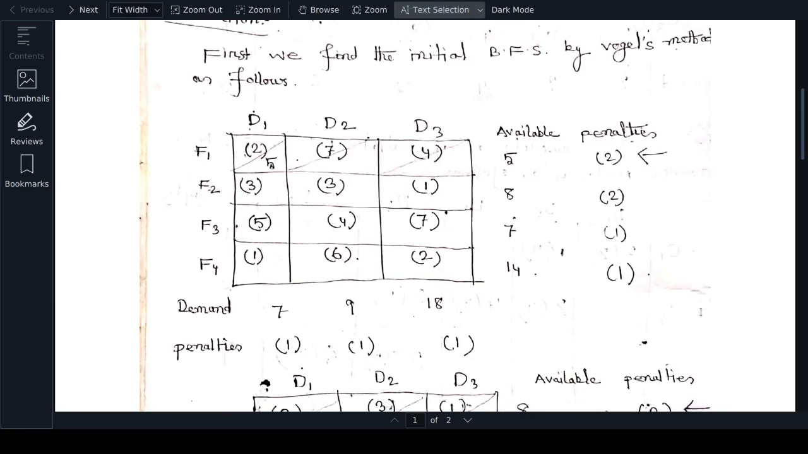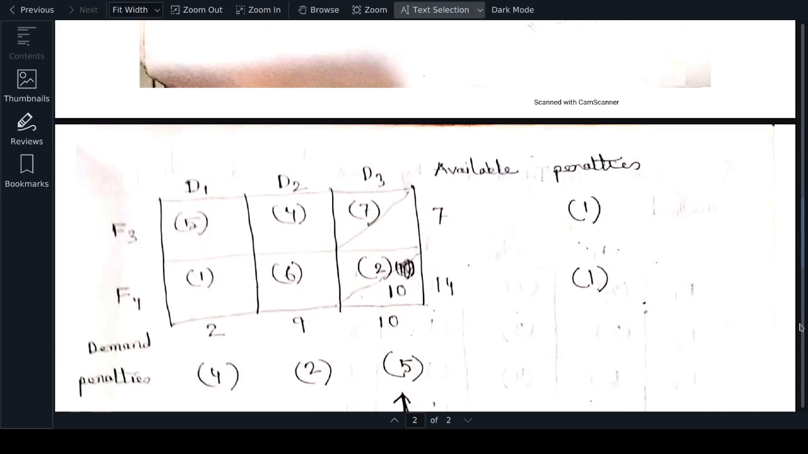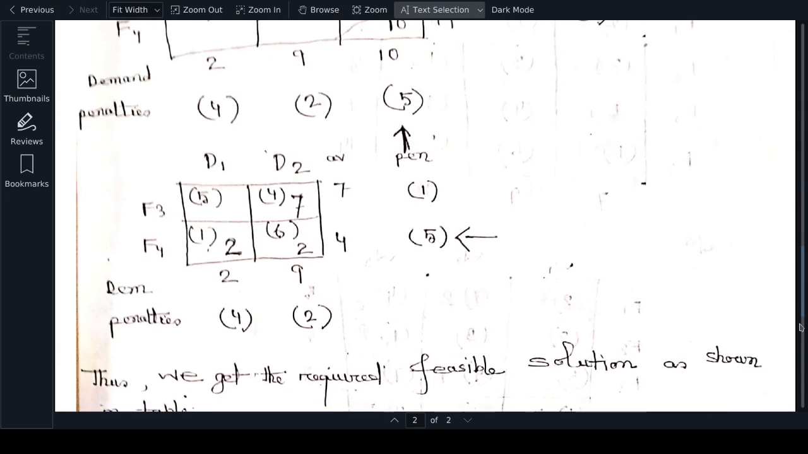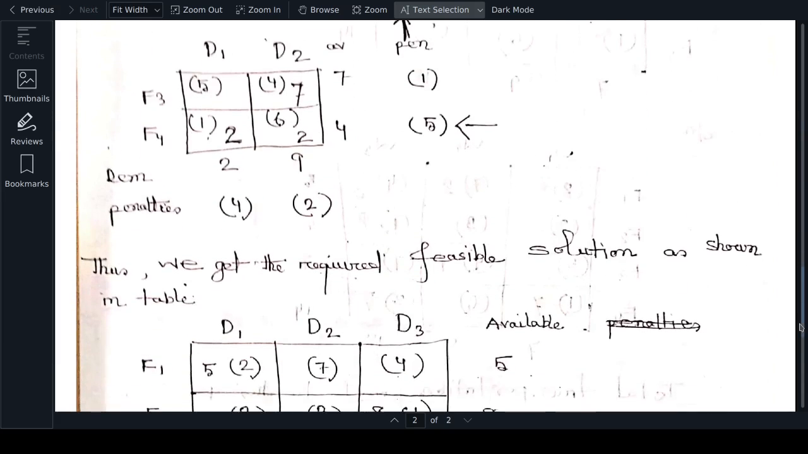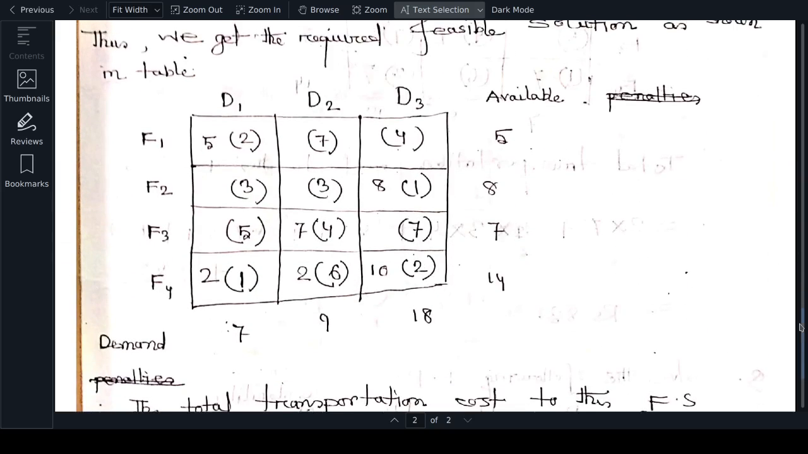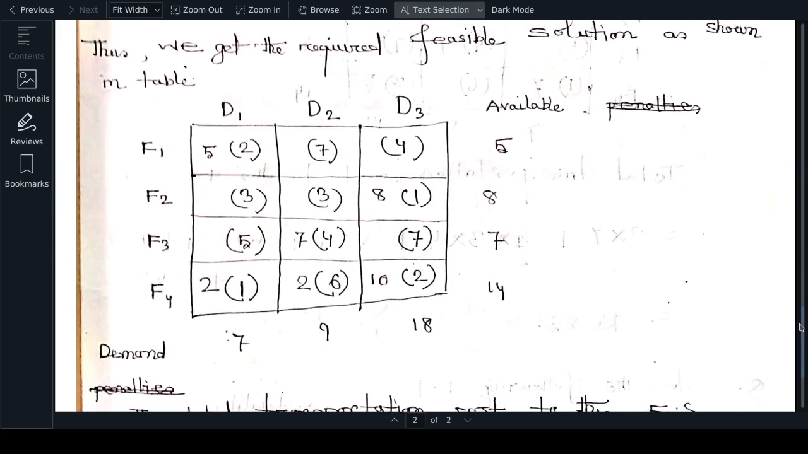Then availability is 7, then 10 already given, so remaining 4. So here 2 and 9, demand is 2, 9. Next, in a similar way you find out the penalties. So penalties will be 5 minus 4 is 1, then 6 minus 1 is 5, and again D1 5 minus 1 is 4, and 6 minus 4 is 2.